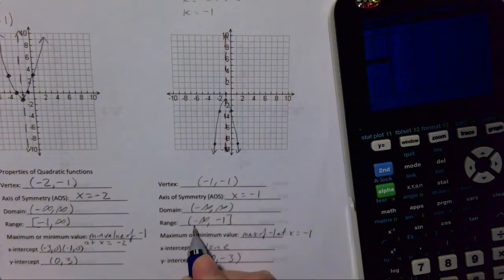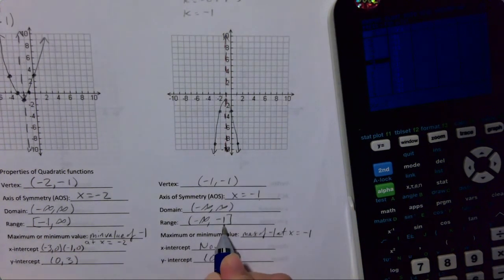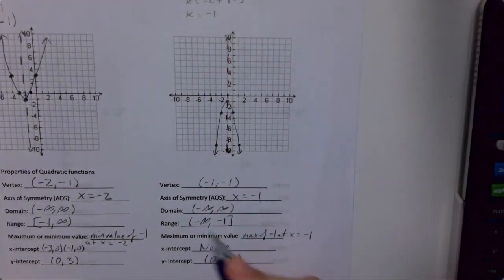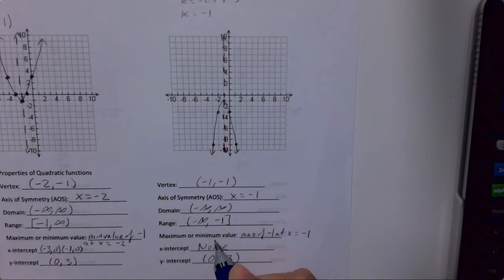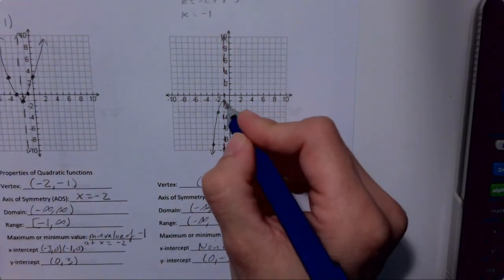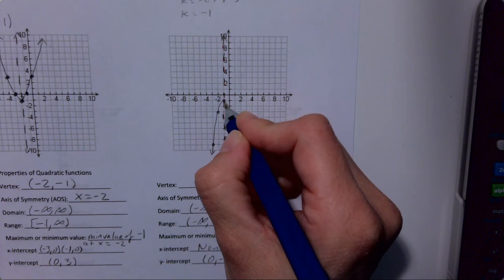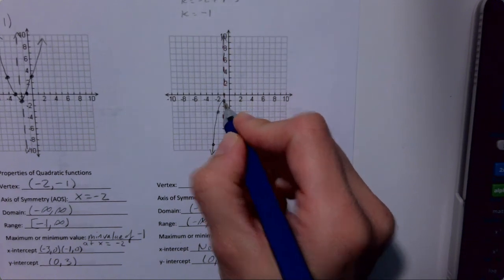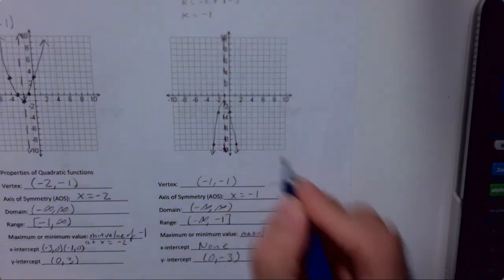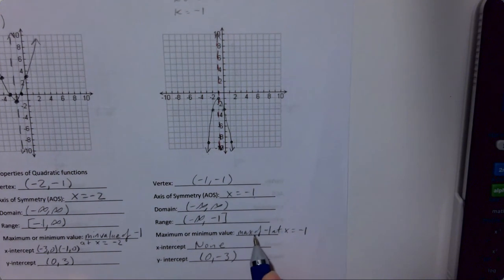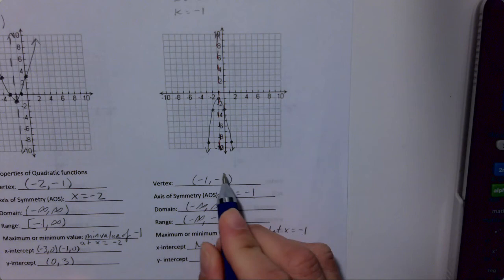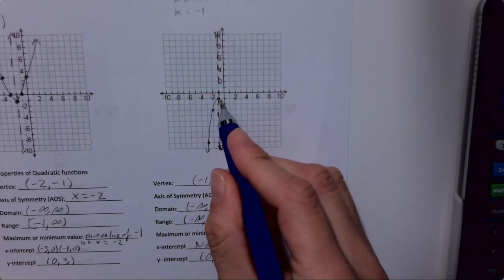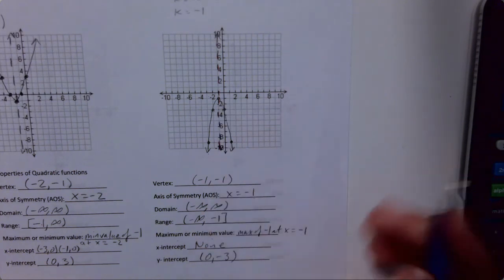So your range is negative infinity to negative 1. All right, is it a maximum or minimum? Well, we have to look at the vertex. Since the vertex is at the top of your parabola, that means it's the maximum it can go. And it's of y at x. So we say we have a maximum value of negative 1 at x equals negative 1. So the maximum value of y is negative 1 when x is negative 1.